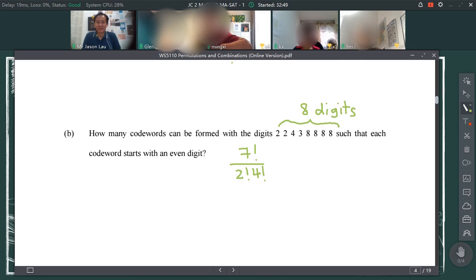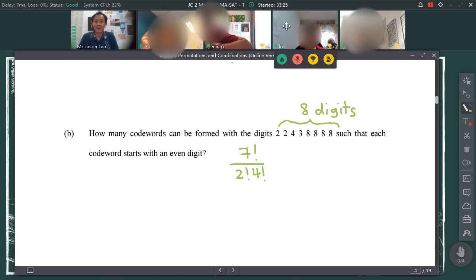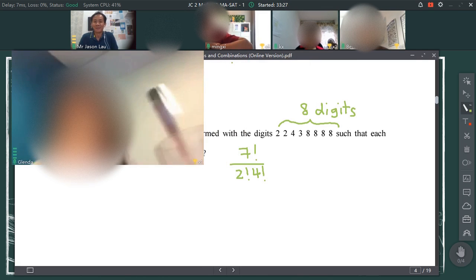Okay, Kai-Xing, anything to amend? How come 7 factorial? Correct, explain. There are 8 digits, right? But one of them is an odd number. So if you want even numbers, it's just 7 digits. Then the divide is because for the digit 2, it's repeated 2 times. Then for the digit 8, it's repeated 4 times. Is it correct?